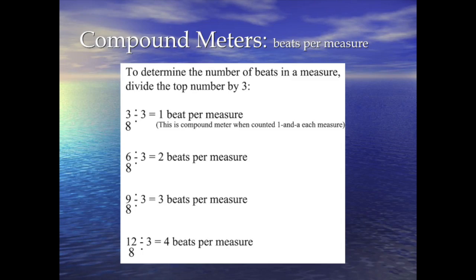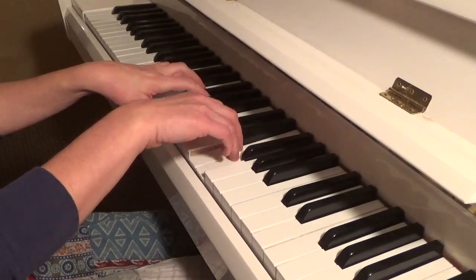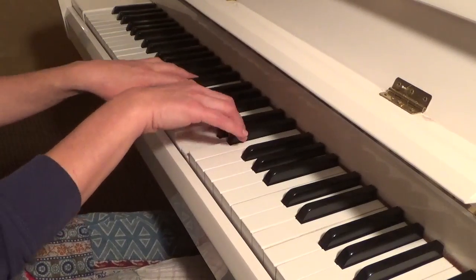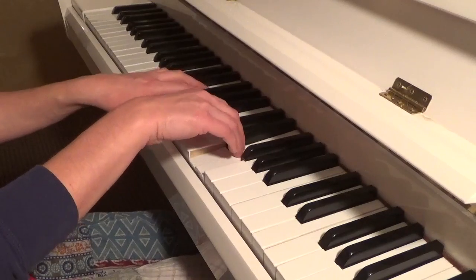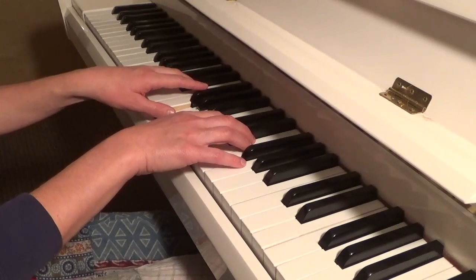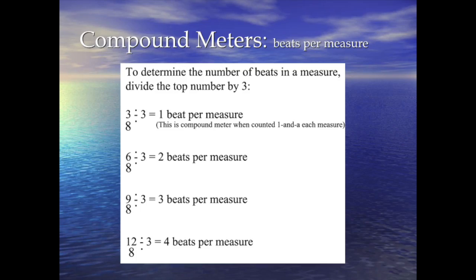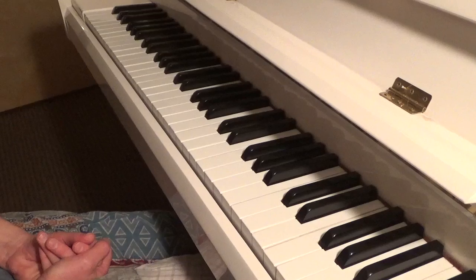Now, if we have a 6 as the top number in compound meter, we're going to divide that by 3. It means we have 2 beats per measure. So that's what would be 1 and 2 and 1 and 2 and. Now we could also have 9 as our top number in compound meter. So let's divide 9 by 3. Means we've got 3 beats in a measure.